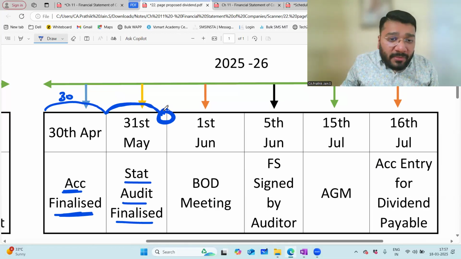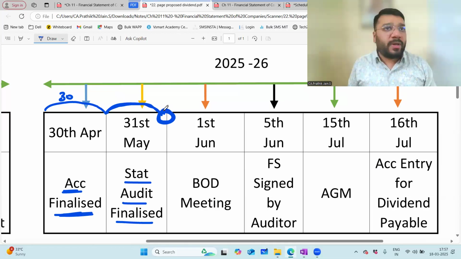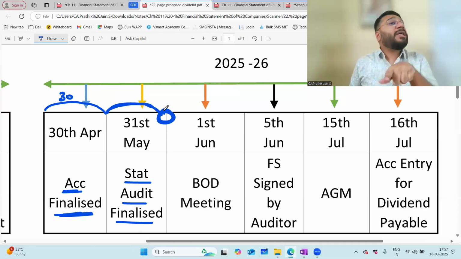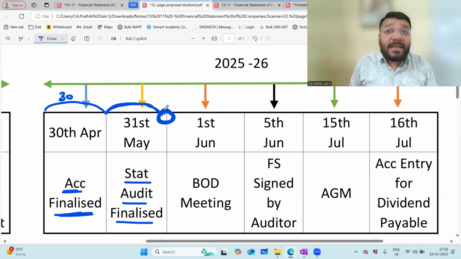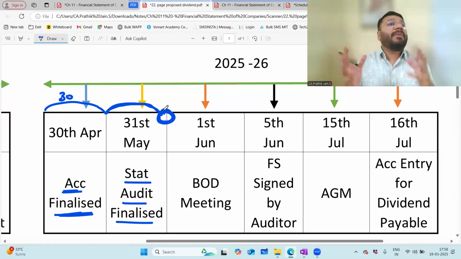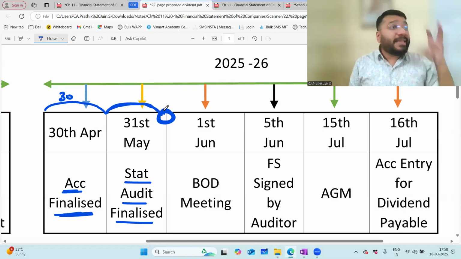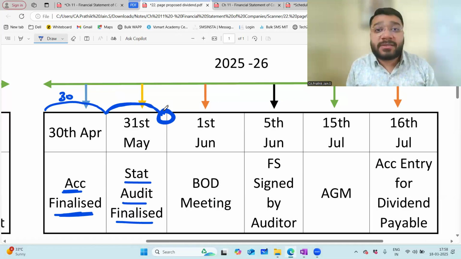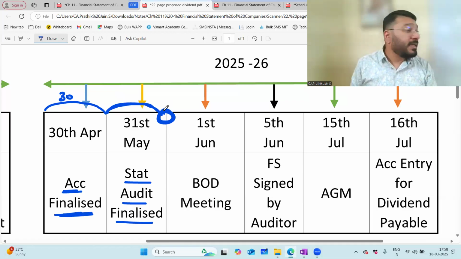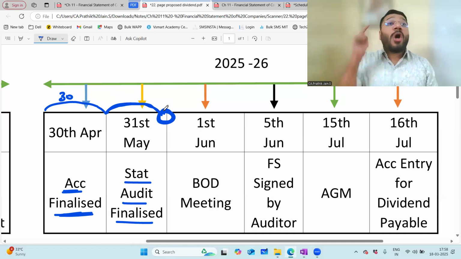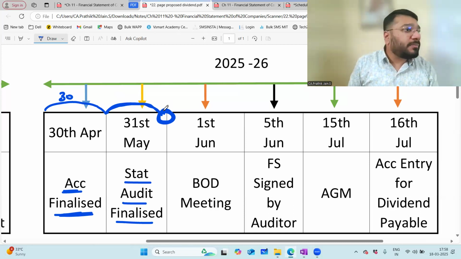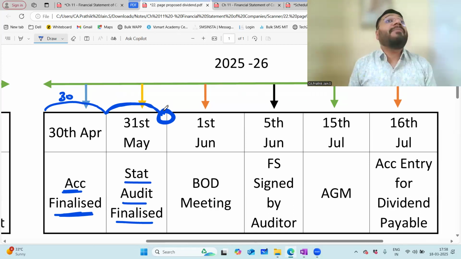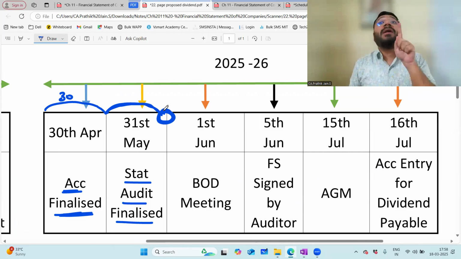So, 31st May, once the audit work is over, immediately this information will be passed on to the board of directors. Then the board of directors will convene a meeting called the board of directors meeting. In that, a few important points will be discussed. In that meeting, your audit partner, or your principal, will be a part of it. In that meeting, there's one very important point.